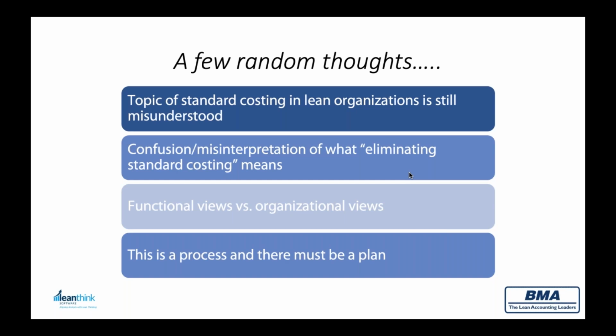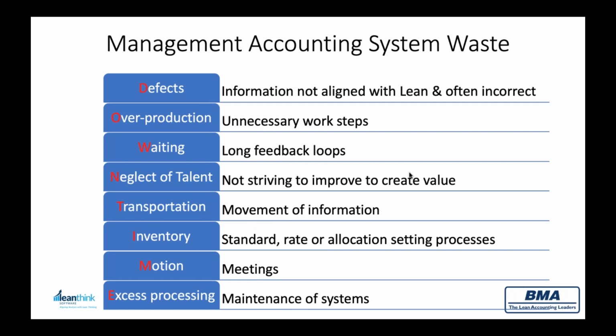One way to think about management accounting is through a lean viewpoint in terms of waste. Where's the waste in your management accounting system? A very simple way to look at waste is to remember the word downtime. D stands for defects. In most traditional management accounting systems, the information is not totally aligned with lean and often is incorrect, meaning it can lead you to very, very wrong or inconsistent decisions. Overproduction. Think about all the unnecessary work steps in setting up a management accounting system, maintaining it, reporting transactions to it. A lot of work there, which cuts across the organization.